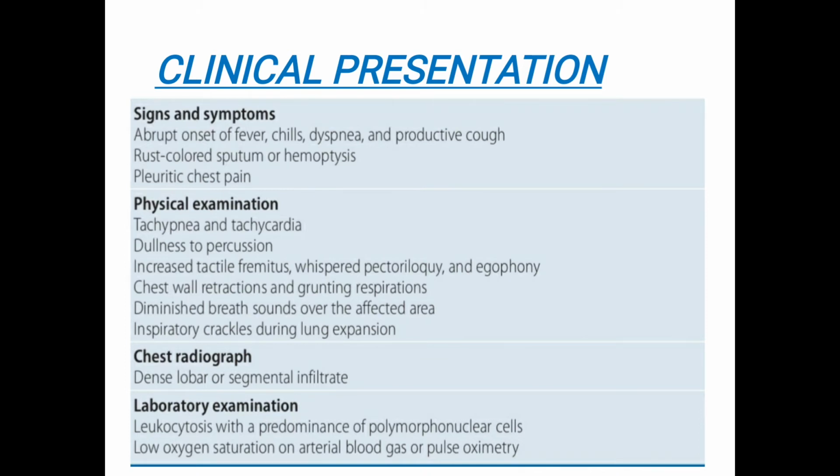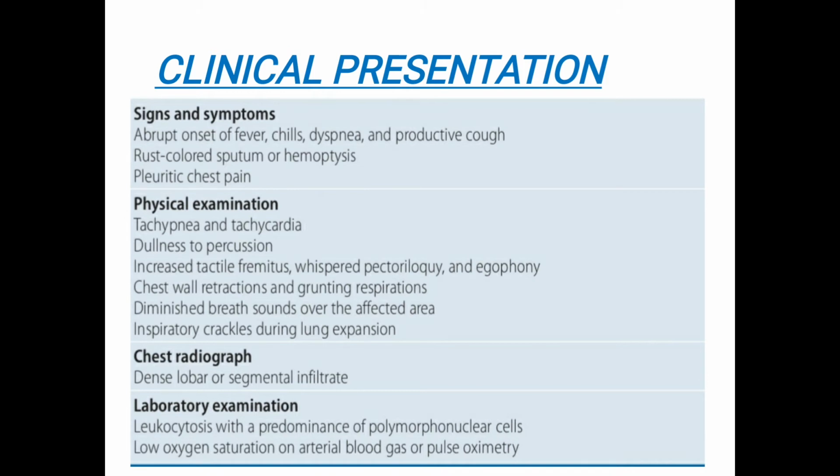On percussion, we can see dullness and increased tactile fremitus, whispered pectoriloquy, and egophony. Tactile fremitus means an assessment of the low frequency vibration of a patient's chest, which is used as an indirect measure of the amount of air and density of tissue present within the lungs.